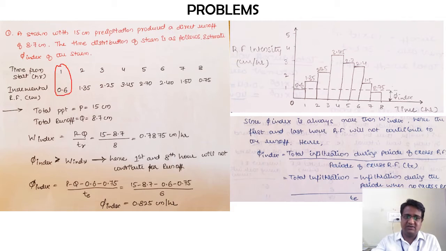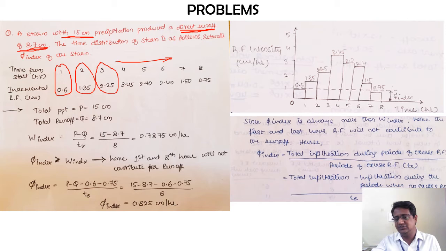So for the first hour the rainfall is 0.6, for the second hour it is 1.35 centimeter, for the third hour it is 2.25 centimeter, and similarly up to the 8th hour this is what is given in the question. Along with that, the total direct runoff, the value of Q, is how much? 8.7. This has already been given in the question paper. And total precipitation is 15 centimeter.